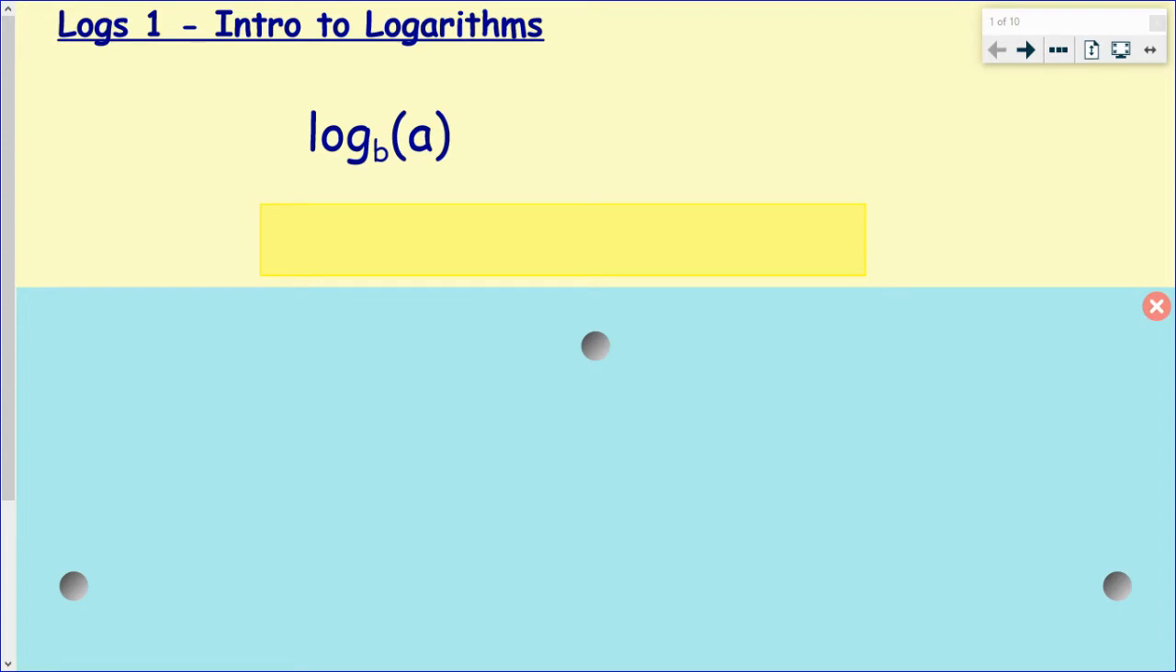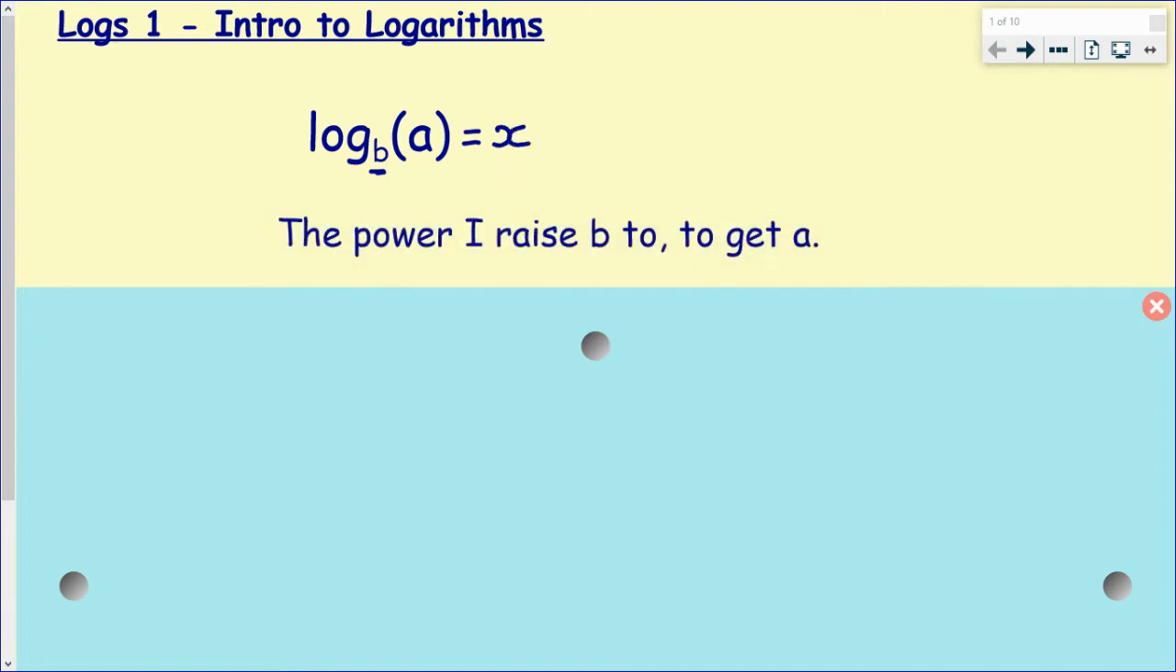So what is a logarithm? A logarithm is the power to which you raise the base. In this case, this base is b. So this is saying, what power do I need to raise b to get the answer a? And to make life a little easier, we're going to let that equal some letter. Let's say this equals x. I'm going to come back to this statement again. This is the power I need to raise b to get a.